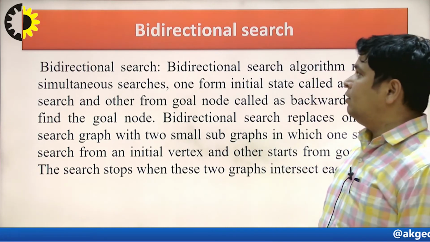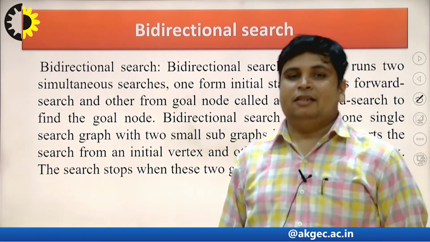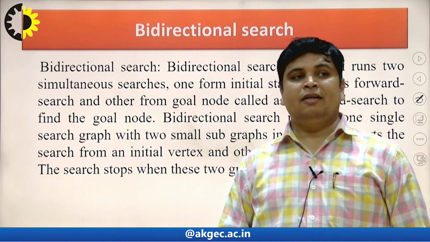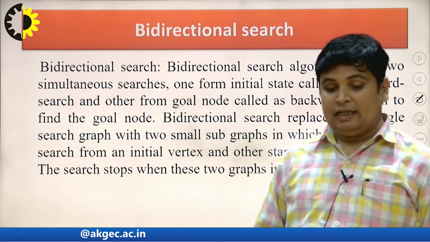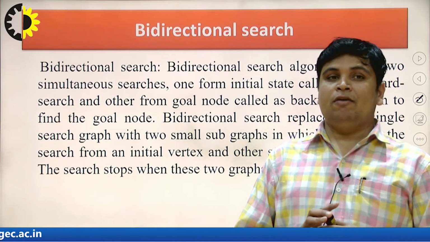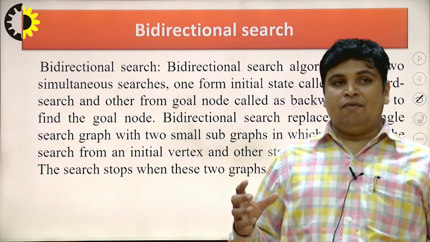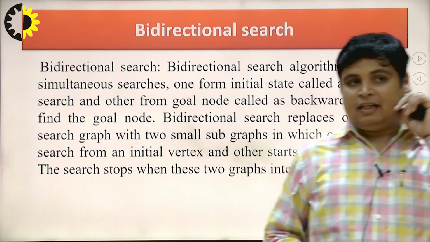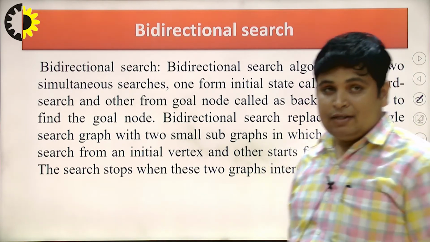Okay, this is the last search. This is called the bidirectional search. Basically, the bidirectional search algorithm runs two simultaneous searches. Take special care, because the bidirectional search algorithm starts the search at two ends: one from the initial state, called the forward search, and the other from the goal node, called the backward search.